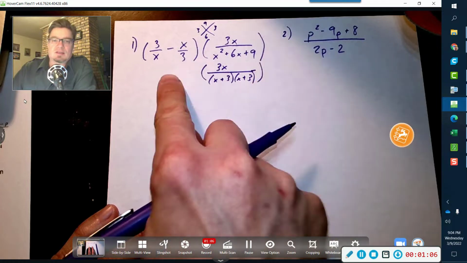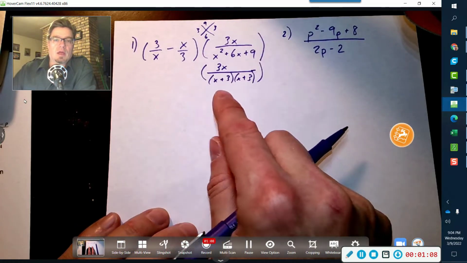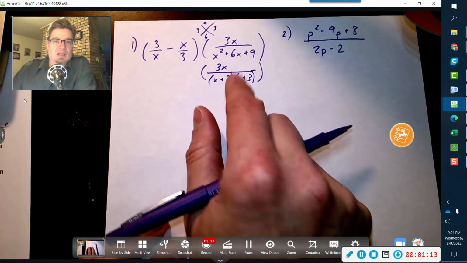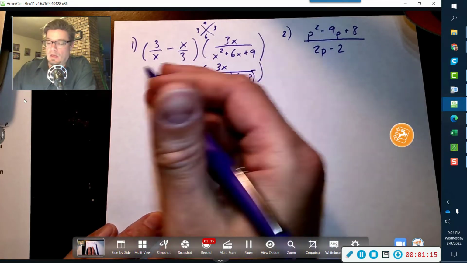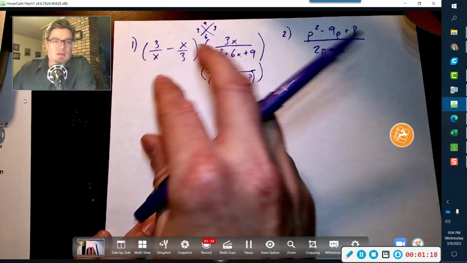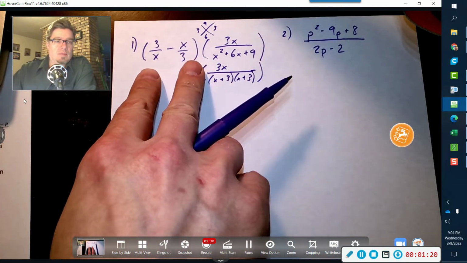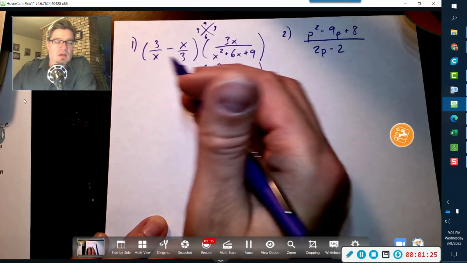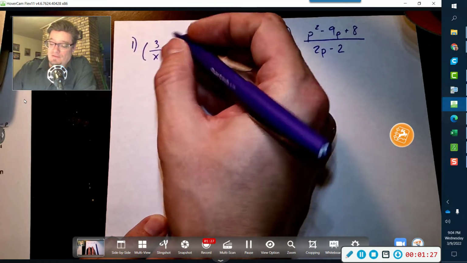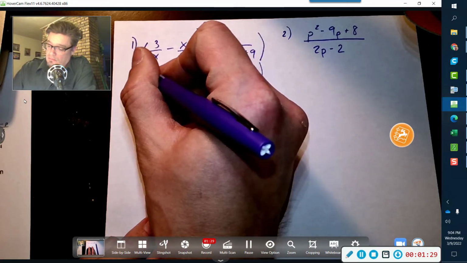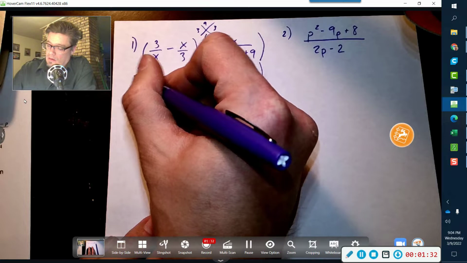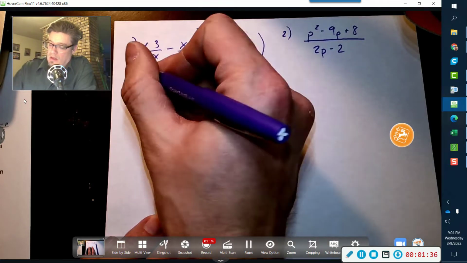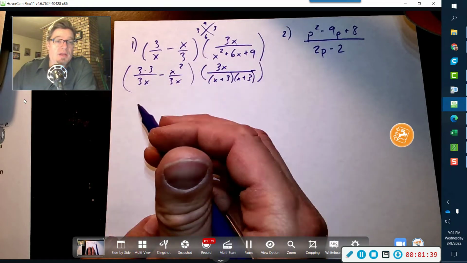Now that's the parenthesis on the right. So this guy is all set, and what I'm looking for over here are things that can actually cancel out. What I'm going to have to do is combine these two expressions that are being subtracted. They both need a common denominator. So if I give this one here a 3, and give this one an x, I will have a common denominator of 3x.